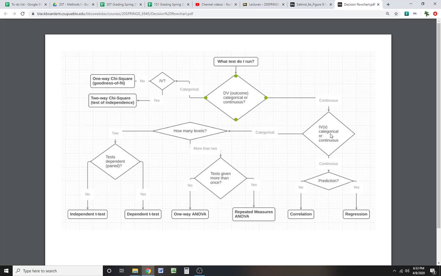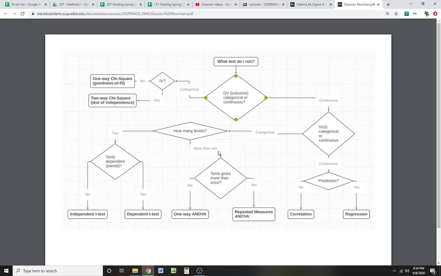If your IV is categorical, you go this way instead, and you ask yourself, how many levels is it? If it's 2 levels, then the next question you need to ask yourself is, are my tests dependent on one another? Do they rely on one another? If they are not dependent on each other, then you're running an independent t-test. If they are dependent on each other, you're running a dependent t-test. So go back here, back to the how many levels question.